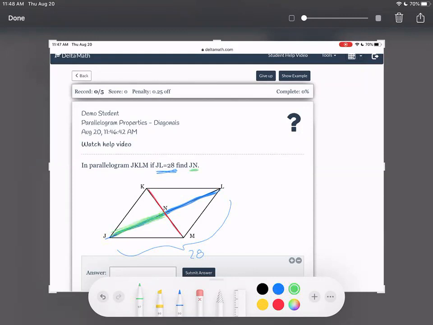So you guys can unmute yourself. What is half of 28? 28 divided by 2. What's half of that? 14. Great, 14. So our answer is 14.